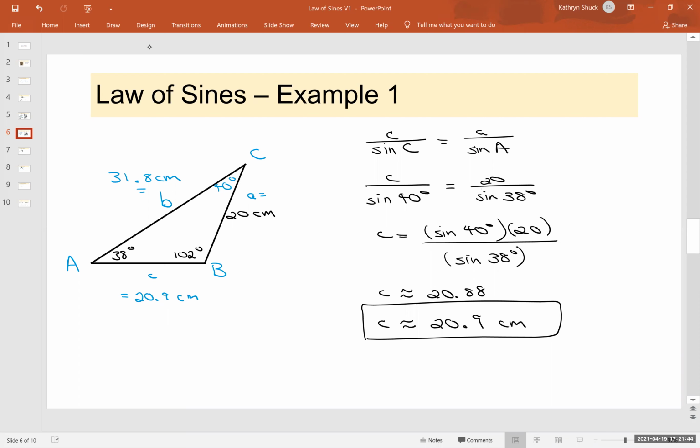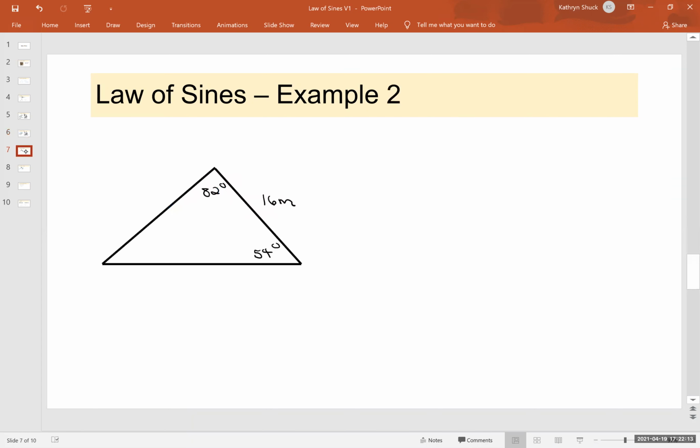Now, what about the shortest side or the smallest angle? It's 38 degrees, so side A should be my shortest side. Is it 20 centimeters as opposed to 20.9? Yeah. So that doesn't tell you for sure if your answer is right, but it gives you a little bit of a reasonableness check. Okay, so let's look at one more example.